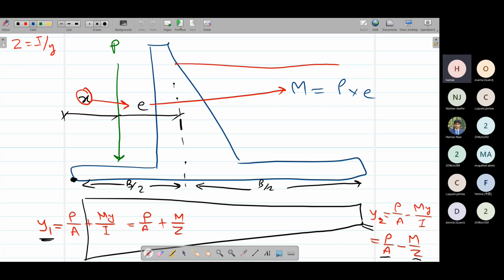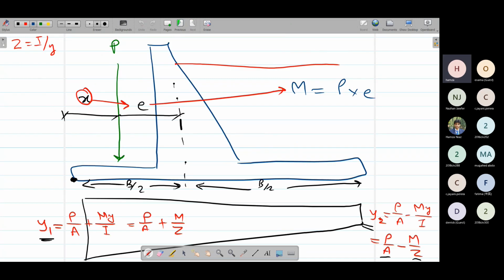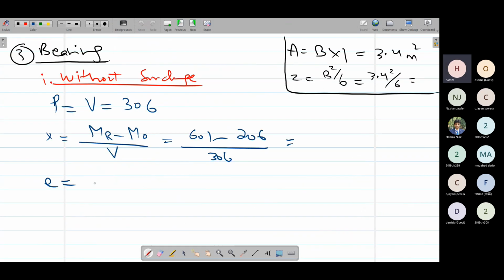After calculating this X value, for the E value, it is simple: the total length is B by 2. If we subtract this X value from B by 2, we'll get this E value. So E is B by 2 minus X. Simply this way we can get the eccentricity, and finally the moment would be P times E, or V times E, whatever. So this way we can get these values, M and E.